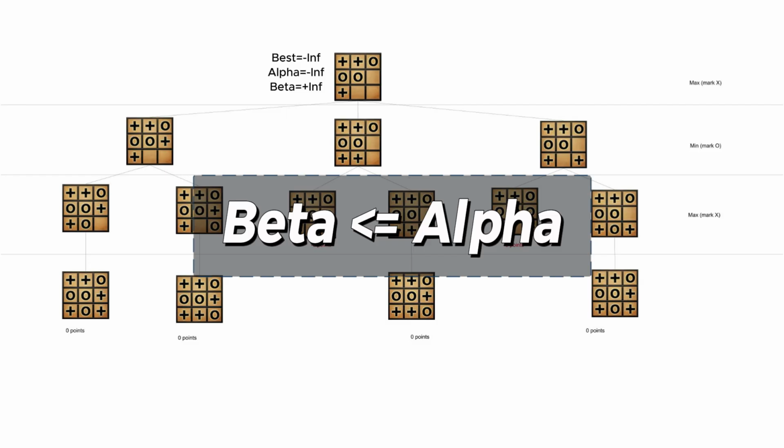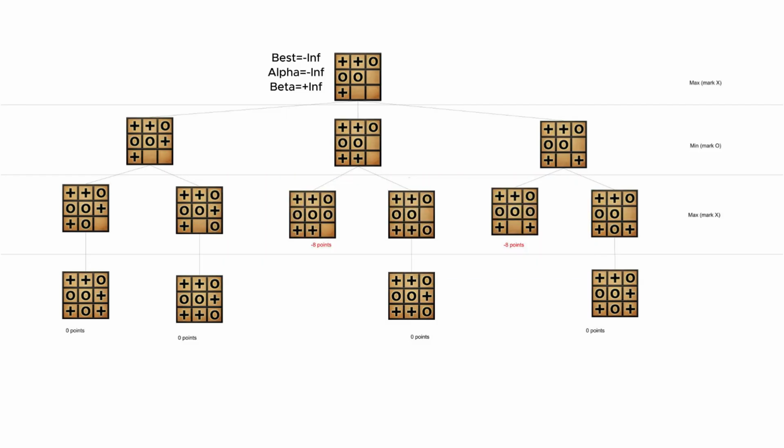position. Why? Because if we are at a max node and find a value that is greater than beta, then the min parent will never allow this path to be chosen. Conversely, if we are at a min node and find a value that is less than alpha, then the max parent will never allow this path to be chosen. This is what makes Alpha-Beta Pruning efficient. It avoids searching parts of the tree that won't affect the final decision.